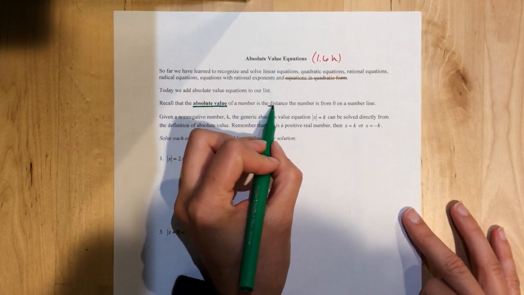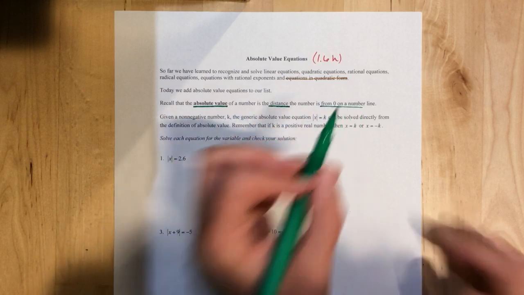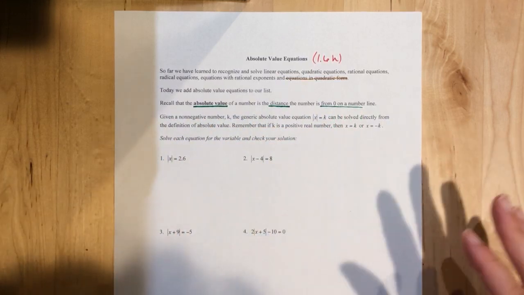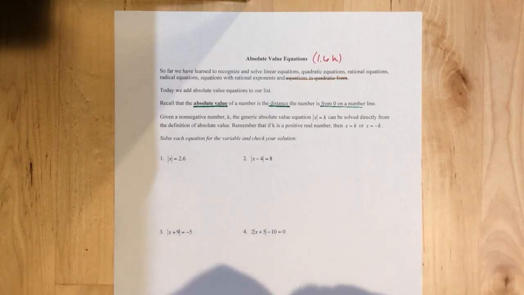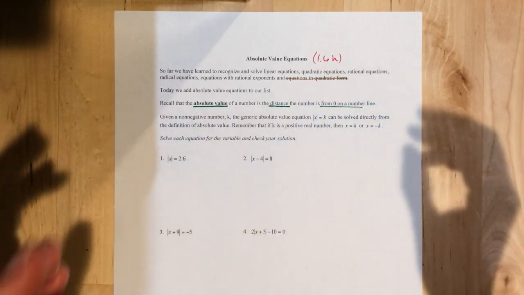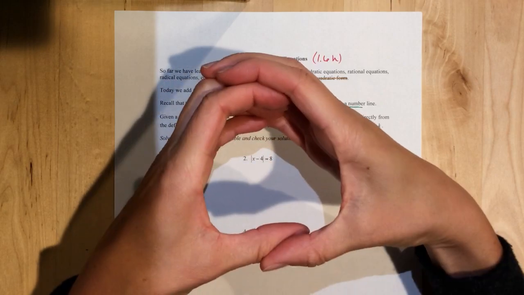So here, going back to the definition, absolute value is distance, okay? The main takeaway that I want you to get is that absolute value is a distance. Remember that distance is a positive number, right? You can't be negative away from something. The closest you can be to something is 0, right?